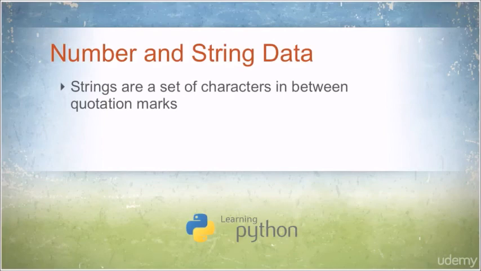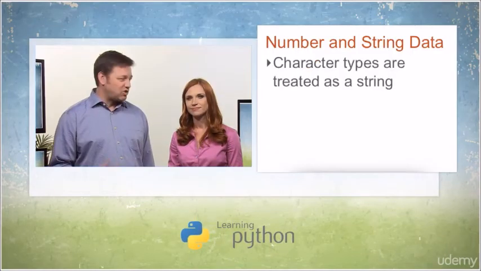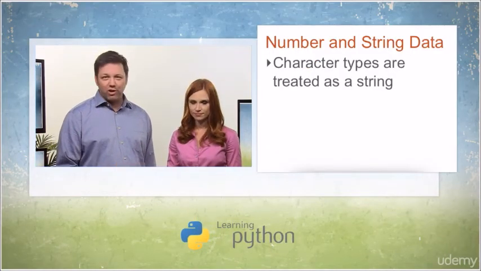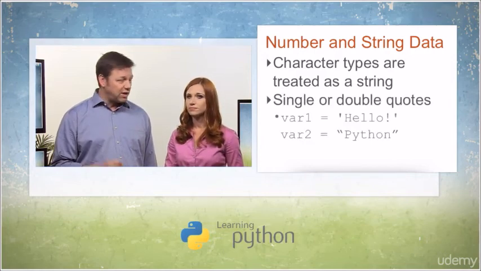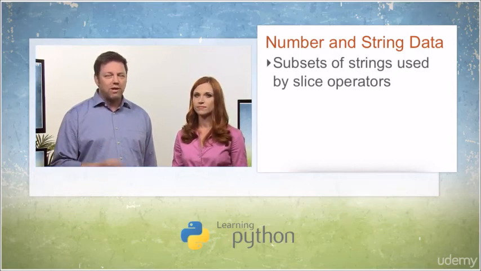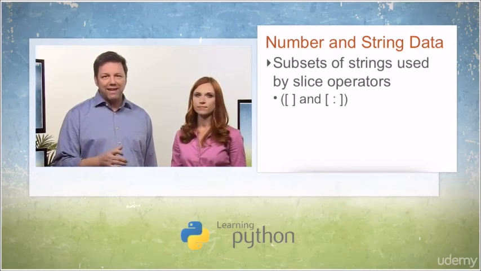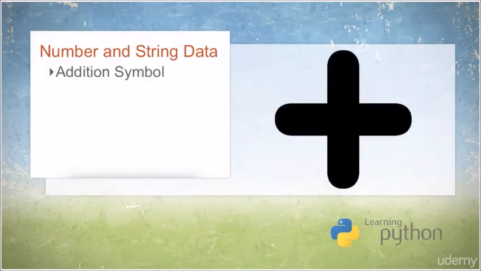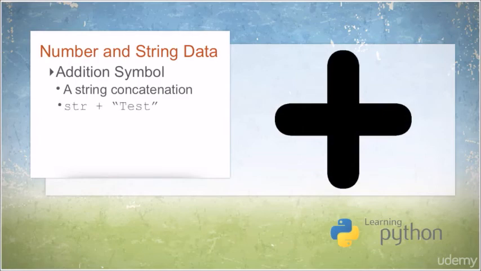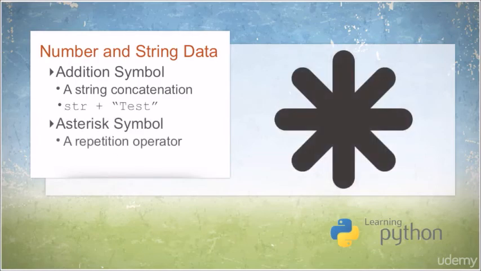Nice work. Strings are a set of characters in between quotation marks. Python does not directly support character types. A character is treated as a string of length 1, as I mentioned earlier, and you can perform operations similar to other languages on strings. Python allows for either pairs of single or double quotes. I think you talked about that. Right. Subsets of strings can be used by slice operators, square brackets and square brackets with a colon, with indexes starting at 0 and -1 at the end. In Python, the plus sign is the string concatenation operator, and the asterisk is the repetition operator.